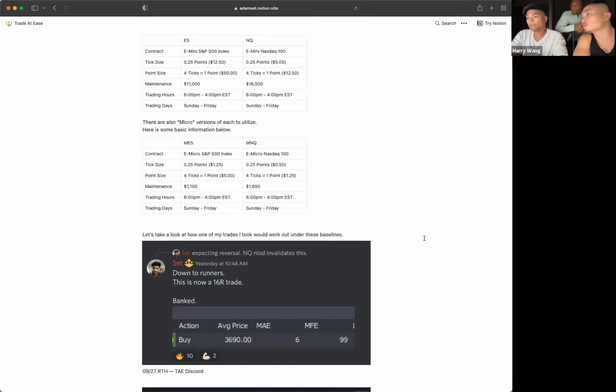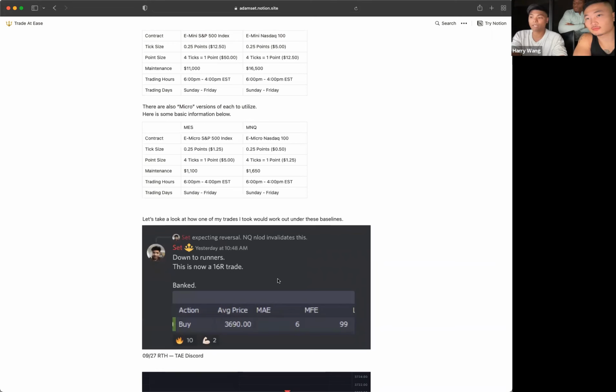I'll get back to margins momentarily, but let's take a look at one of these trades I took under these baselines. I quoted myself, I was expecting a reversal. My line in the sand was NQ low of day, or a new low of day rather. What this screenshot is displaying is that my entry was based on ES. I took an entry price of 36.90. I experienced 6 ticks of drawdown and I received 100.